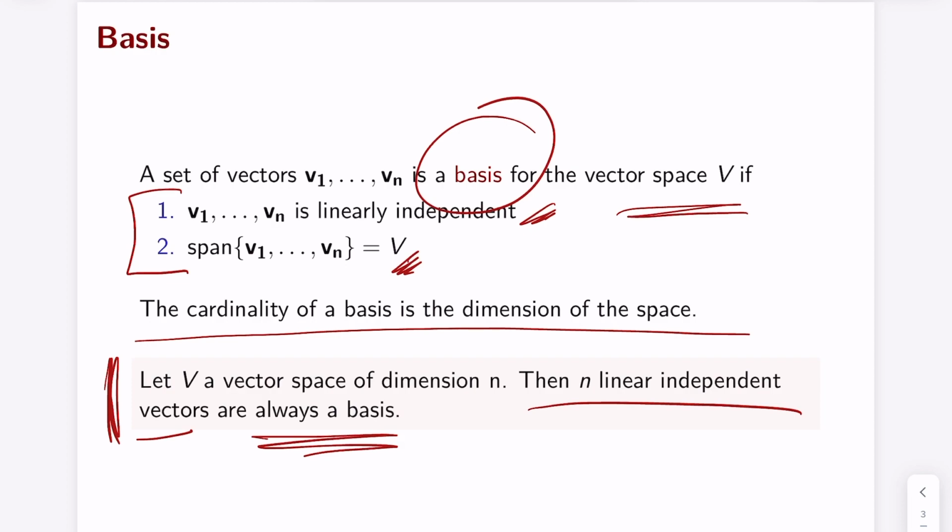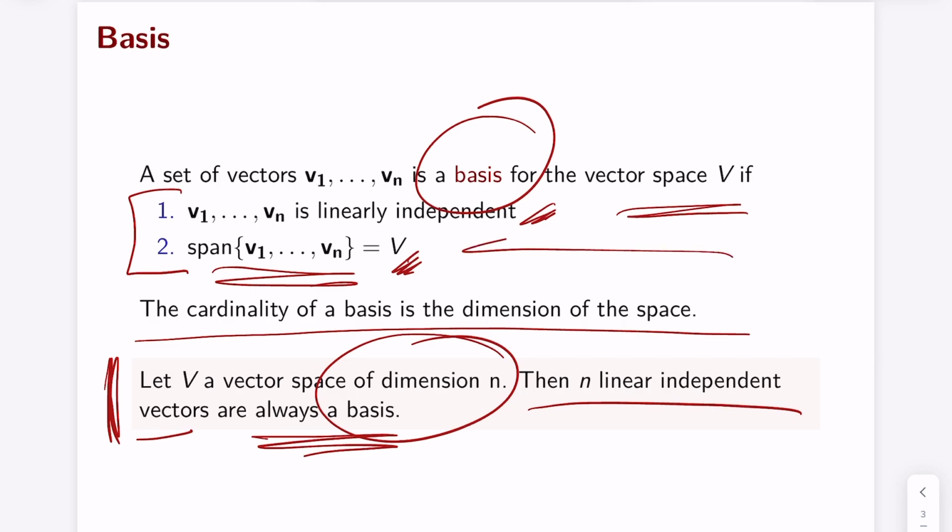So in case that the number of linearly independent vectors that you have is n, I mean the dimension of the space, then you can say that it's a basis without having to prove the second condition. If they are n, then that guarantees the spanning part.